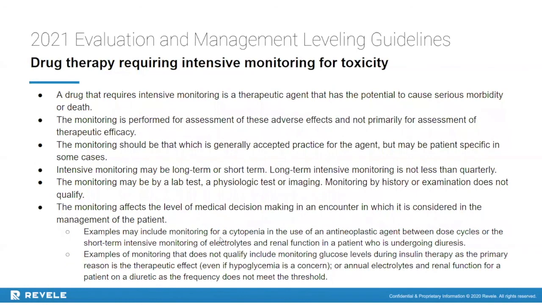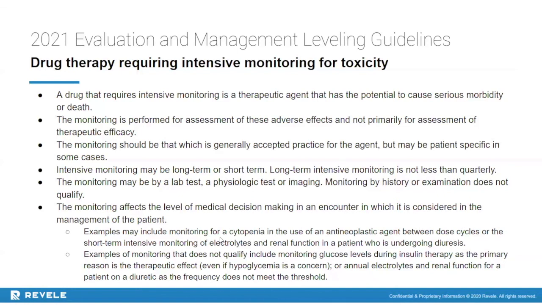Also for the 99205 or the fifth level, the drug therapy requiring intensive monitoring for toxicity. This could be a drug that requires intensive monitoring, is a therapeutic agent that has the potential to cause serious morbidity or death. It also could be that the monitoring is performed for assessment of these adverse effects and not primarily for assessment of therapeutic efficacy.